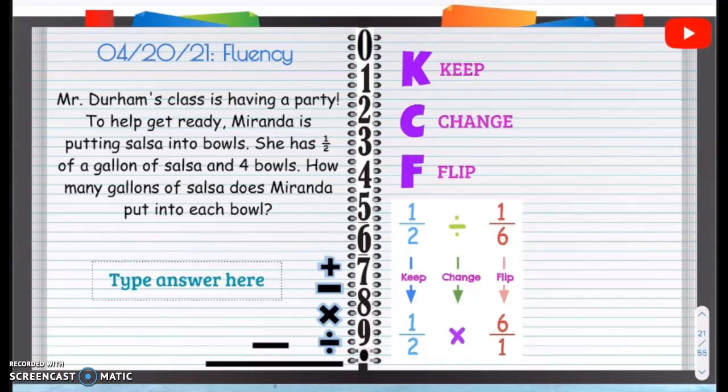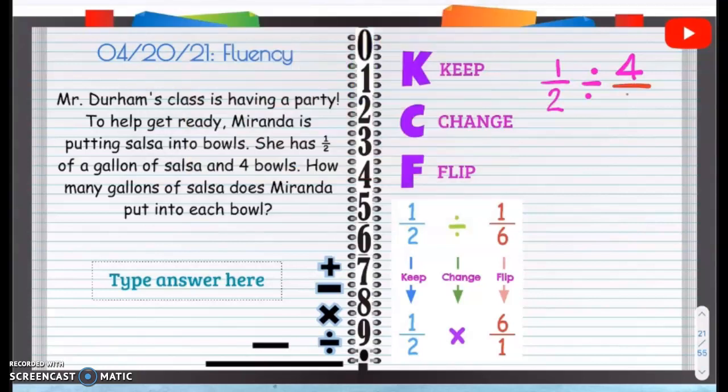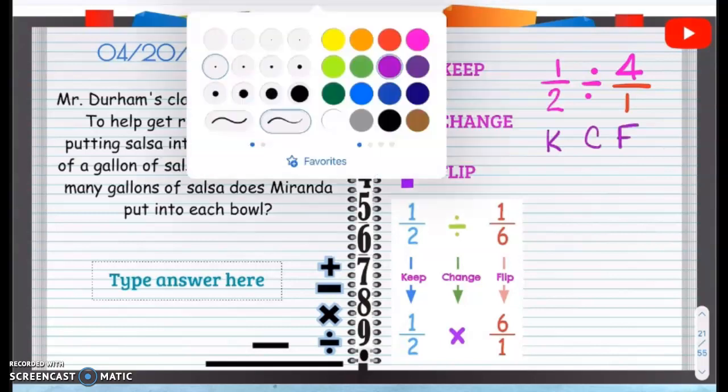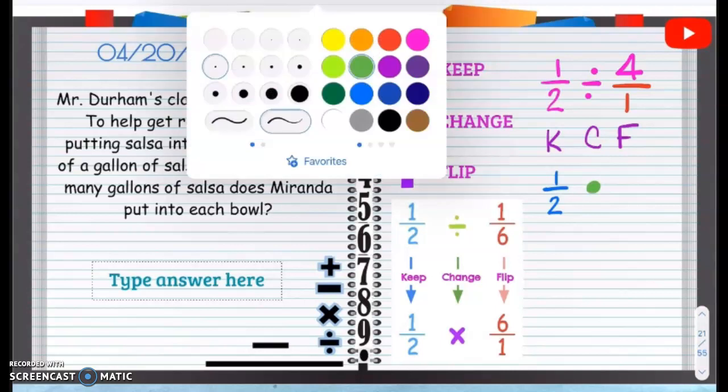All right, so she has 1/2 gallon, and she has 4 bowls. So we're going to divide that into 4 bowls. To turn that 4 into a fraction, we can put it over 1. Now we're going to do our Kentucky Fried Chicken with a twist. So our KCF. First one, keep. We're going to keep that fraction as 1/2. We're going to change that symbol from division to multiplication. And we are going to flip that last fraction.